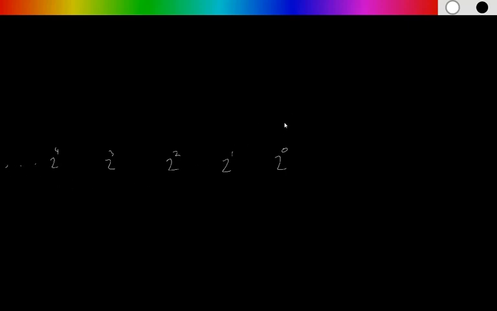Now we only need the digits 0 and 1 to represent any number. So this is a value of 1, this is a value of 2, this is a value of 4, this is a value of 8, and this is a value of 16, dot dot dot.